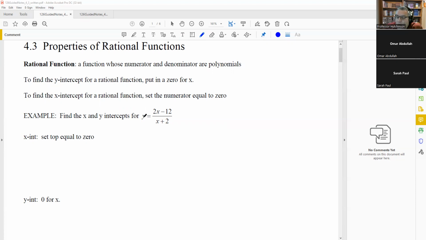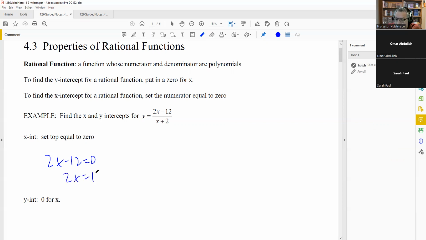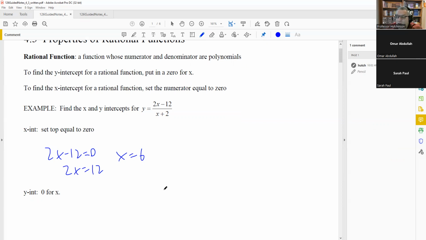which is what we would normally do to find the x-intercept. Well, if you put a 0 in for y and you multiply both sides by x plus 2, you would just get the top part set equal to 0 anyway. So the shortcut is to just set the top equal to 0 automatically, and that allows you to find the x-intercept. If you add the 12 over to the other side, you get 2x equals 12, and then divide, and you'd get x is equal to 6. You could also write that as a coordinate, 6, 0, but we don't need to do that here.